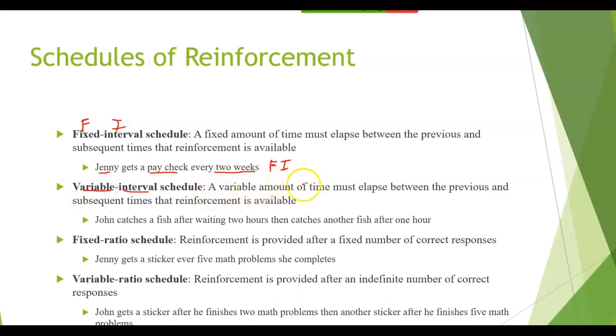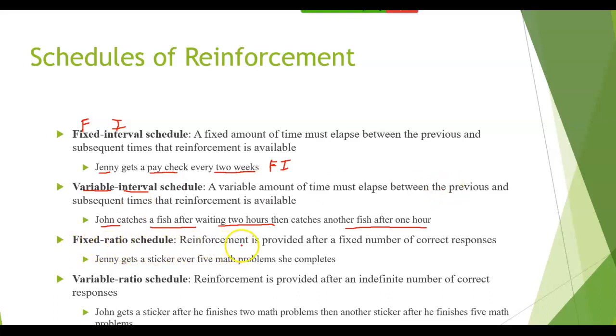Variable interval means it varies. A variable amount of time must elapse between the previous and subsequent times that reinforcement is available. So John catches a fish after waiting 2 hours. There's your key. We know it's interval because there's time there. After waiting 2 hours, he catches another fish after 1 hour. So it varies. If he was guaranteed a fish every 30 minutes, every single person would be out there right where he was. That doesn't happen in the real world. It could take 2 hours, it could take 5 hours, it could take 1 hour. But eventually, John is going to catch a fish. So it's a variable interval schedule based on time.